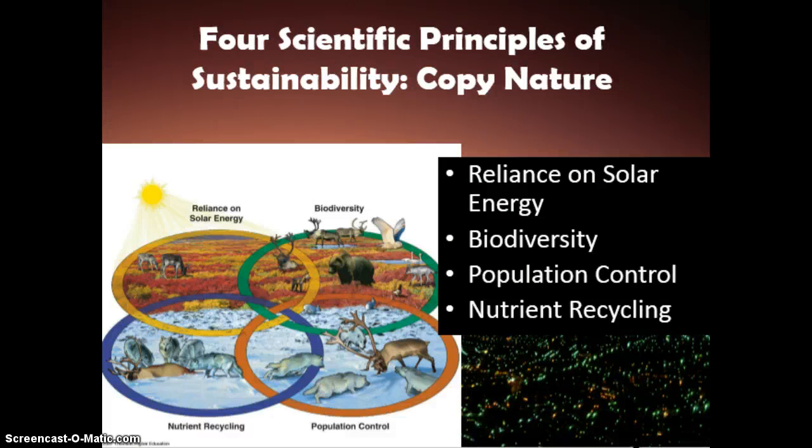So there are 4 scientific principles of sustainability, and basically they all involve doing things the way that nature does it: making sure that the food chain is based on a reliable source of solar energy, a perpetual resource; maintaining biodiversity, which is going to help the gene pool to overcome different challenges; recycling nutrients so that none gets out of balance; and controlling populations so that they don't start to overwhelm those resources.